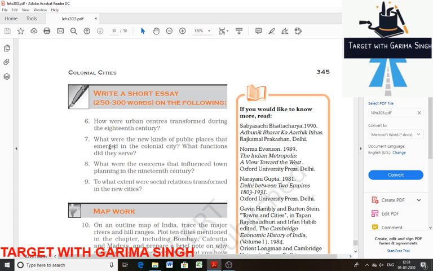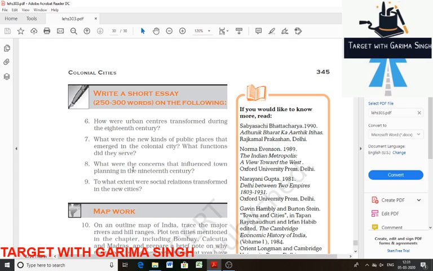Next is what were the concerns that influenced town planning in the 19th century? So two concerns which influenced town planning in the 19th century were defense and health. In many towns, British built forts to protect their factories. Around the fort, a vast open space was left open. This space was known as Maidan.